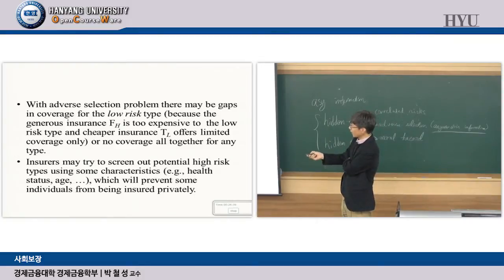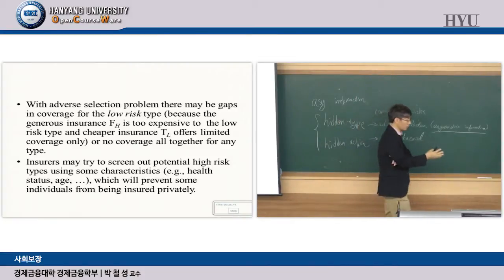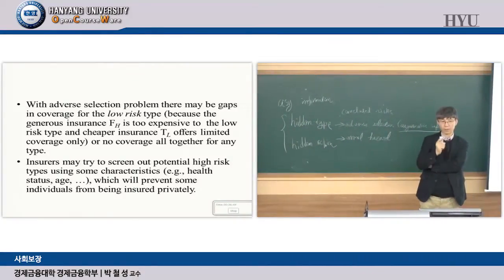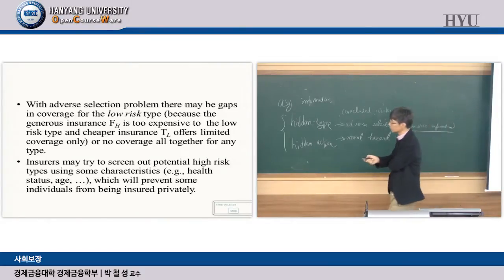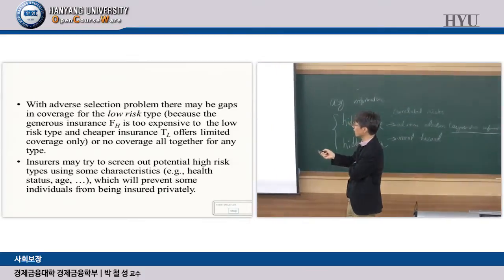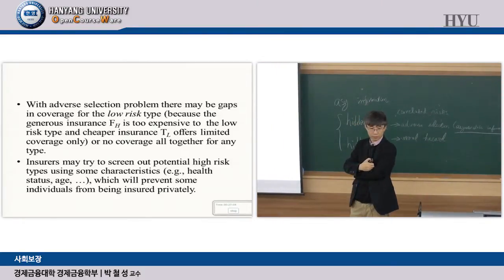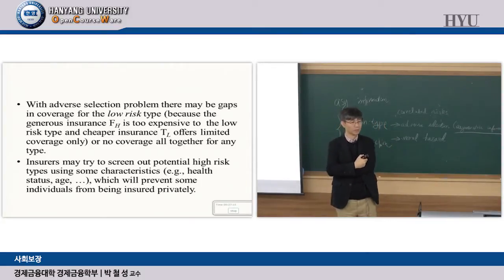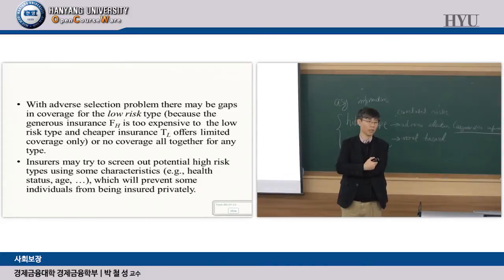Now, the second implication of adverse selection is this. Since there is a high risk type and a low risk type, if the insurance company can figure out who's low risk or high risk, the insurance company can make money out of it. It's very important for insurance companies to know who's which type. So insurers try to screen out potential high risk types. But it's not possible to know exactly who's high risk or low risk. So quite often they have all these different criteria to find out.